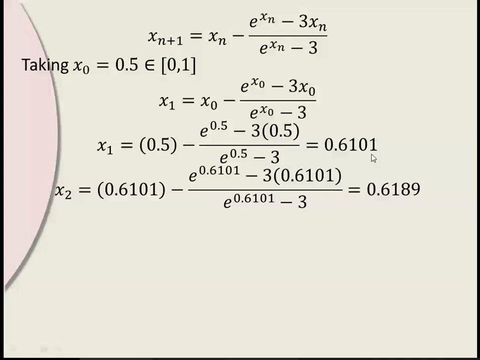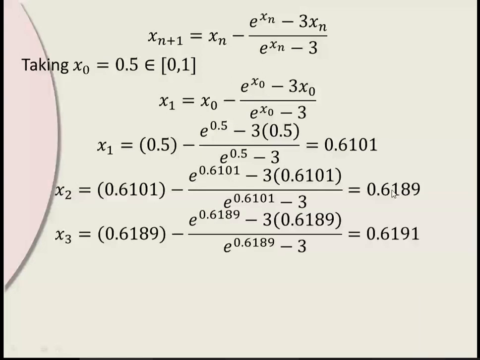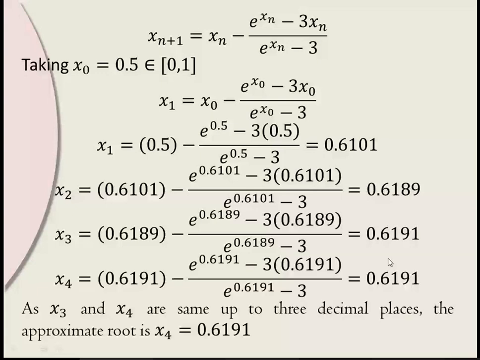So do one more iteration, x3, and you can see again 6189, 6191, up to 2 they are matching, but if you want 3, then again one more iteration, say x4, and you can see we get the exact value. So this is the approximate root of that equation. x3 and x4 are the same, so the approximate root of the equation is x4 = 0.6191.